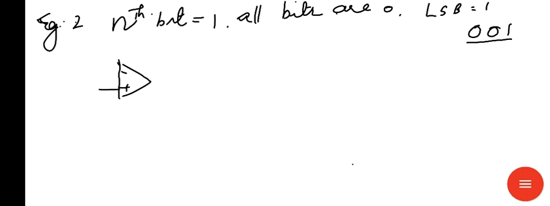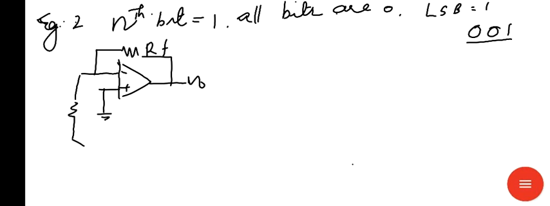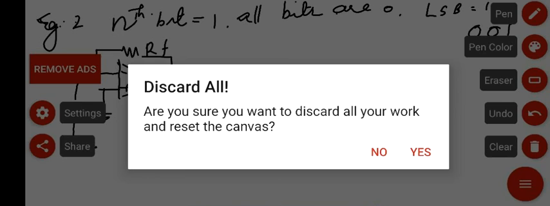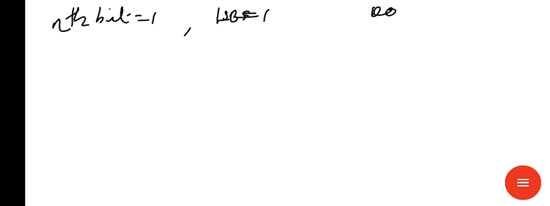Minus, plus is grounded, this is Vout, this is RF, and all bits are 0, only nth bit is 1. So first bit switch resistance is connected to 0, അങ്ങനെ 2 raised to n. Nth bit equal to 1, that is LSB equal to 1, it is 0 0 1 is the condition.